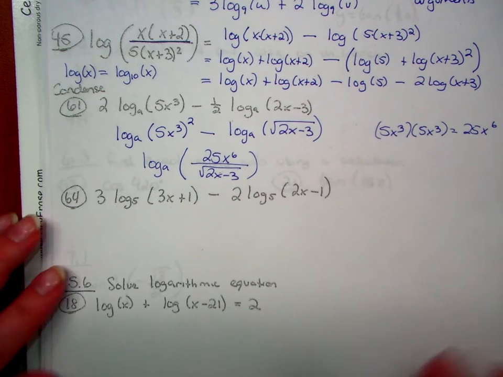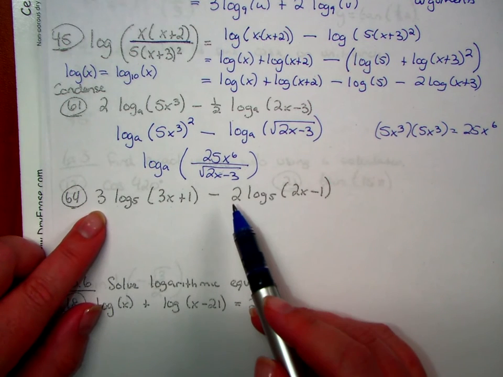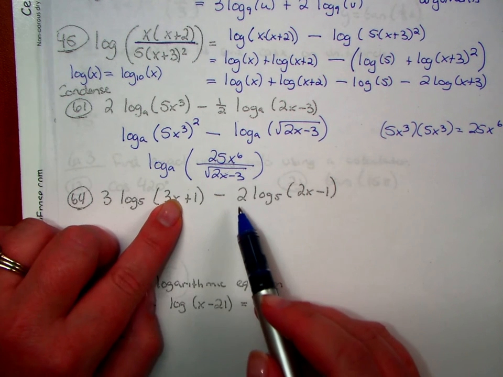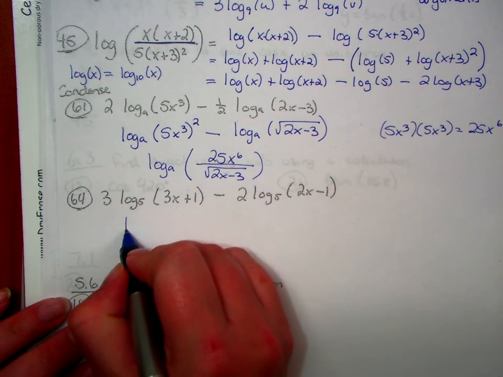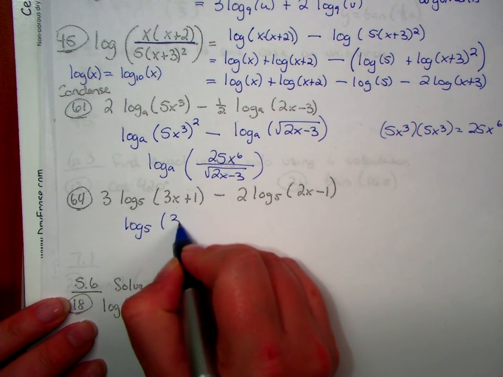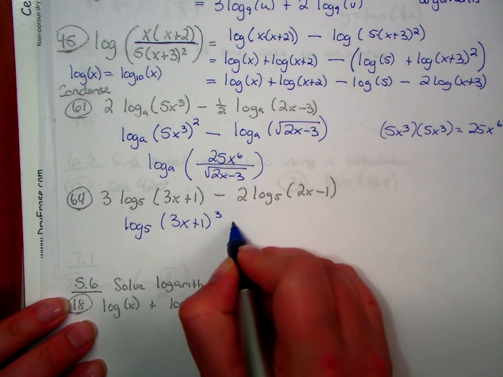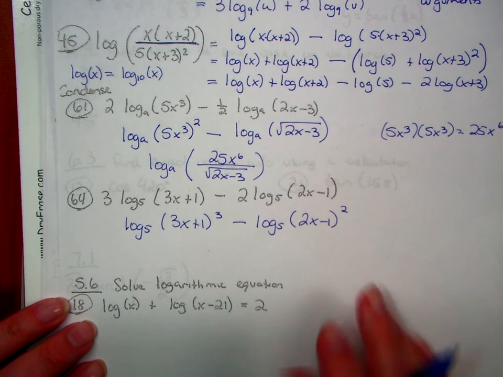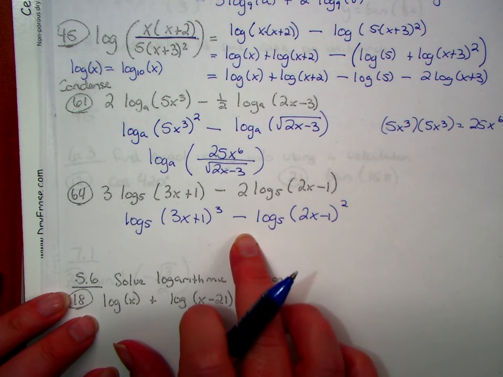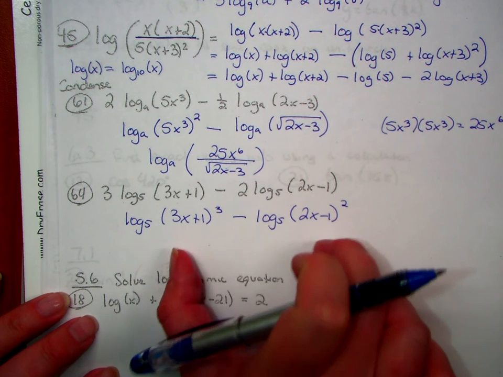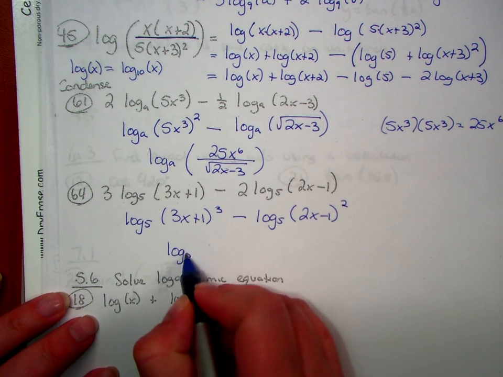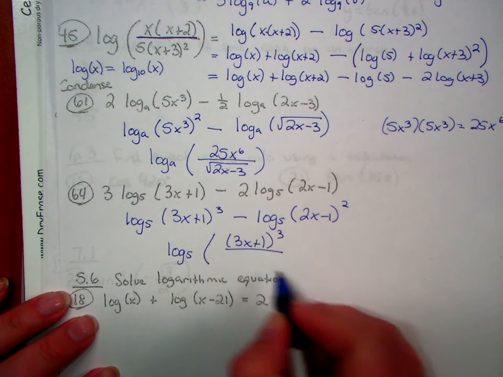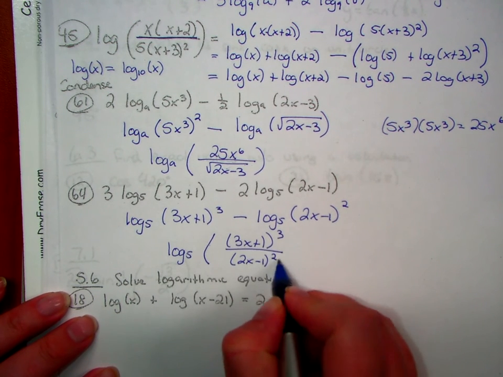All right, so let's do the next one. First things first, pull those powers back. Okay, so the 3 is going to become a cube. The 2 is going to become a square. So we get log base 5 of 3x plus 1 cubed minus log base 5 of 2x minus 1 squared. And then again, how do you subtract logarithms? You divide arguments. So we're going to get 1 logarithm here, and I'm going to put the 3x plus 1 cubed on top of the 2x minus 1 squared.